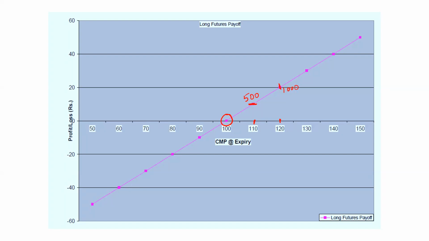So if the market goes up, he is going to make profits. If the market comes down, he is obviously going to make a loss. So let's say from 100, the market has come down to, let's say, 70. That means it has come down by 30. So 30 multiplied by 50, he is going to lose minus 1,500. This is going to be his loss. So this particular kind of a payoff where we have a straight line, this is known as a symmetric payoff.